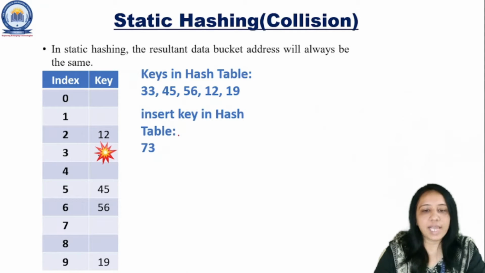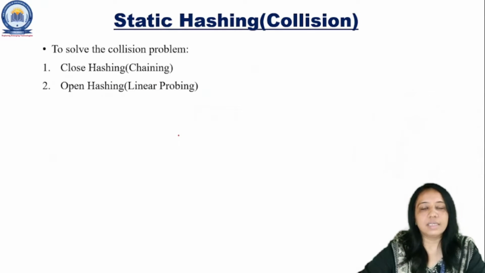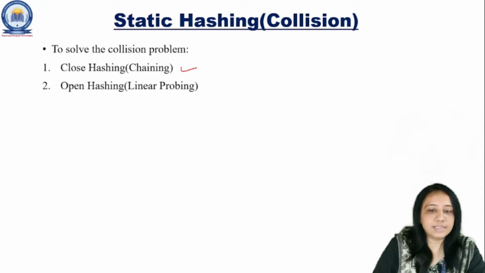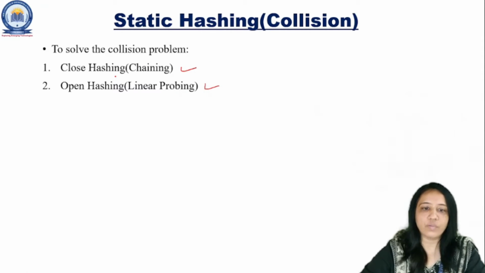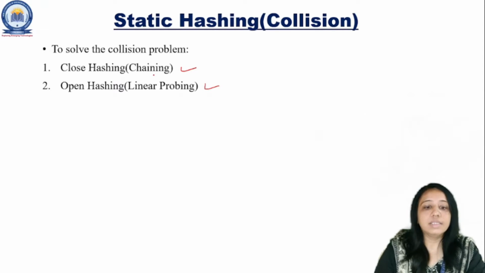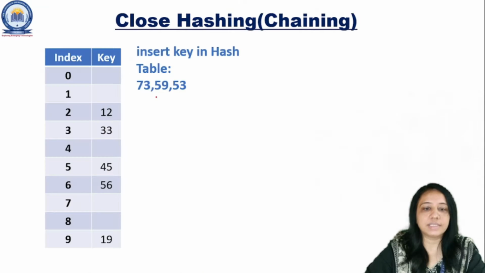So what can be the solution for this? The solutions are two: closed hashing and open hashing. These are the two types of static hashing. Closed hashing is sometimes also known as chaining, and open hashing can be known as linear probing. First we'll see what closed hashing is.